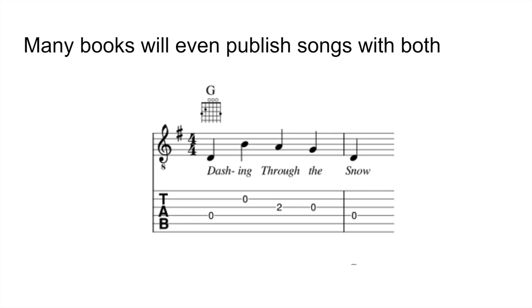Many books will even publish songs with both the notes and the tablature. So you can see this little example of Jingle Bells, Dashing Through the Snow. The top has the note version and below has the tab. So it's the same notes, just two different ways to read it.